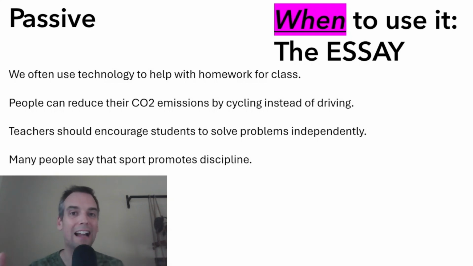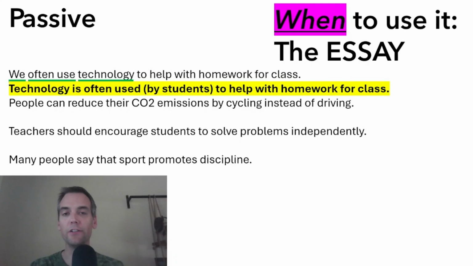At the moment, they are active sentences, so I think they could be slightly improved if they were transformed to passive sentences, which is your job now. Pause the video, transform them to passive using the technique that we just looked at. You should have something like, well, we often use technology: subject, verb, object. Technology is often used. We can say by students, I consider that optional.